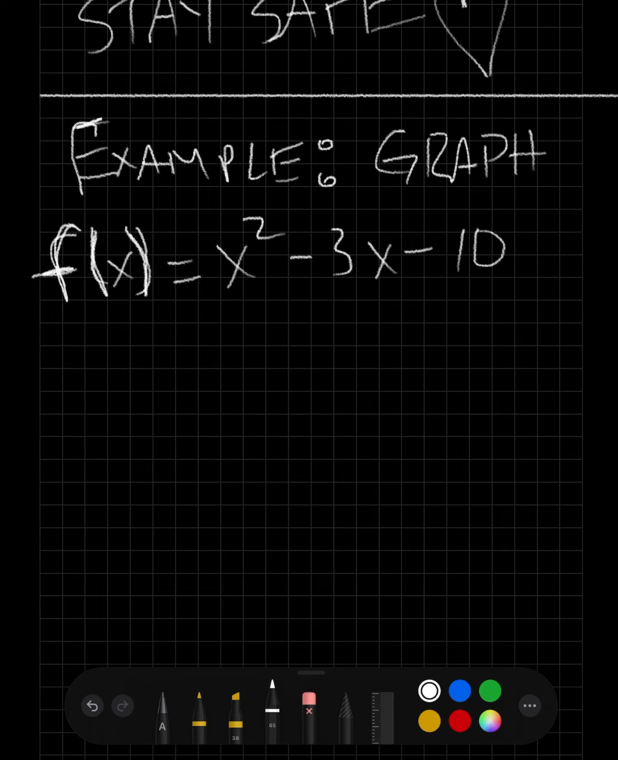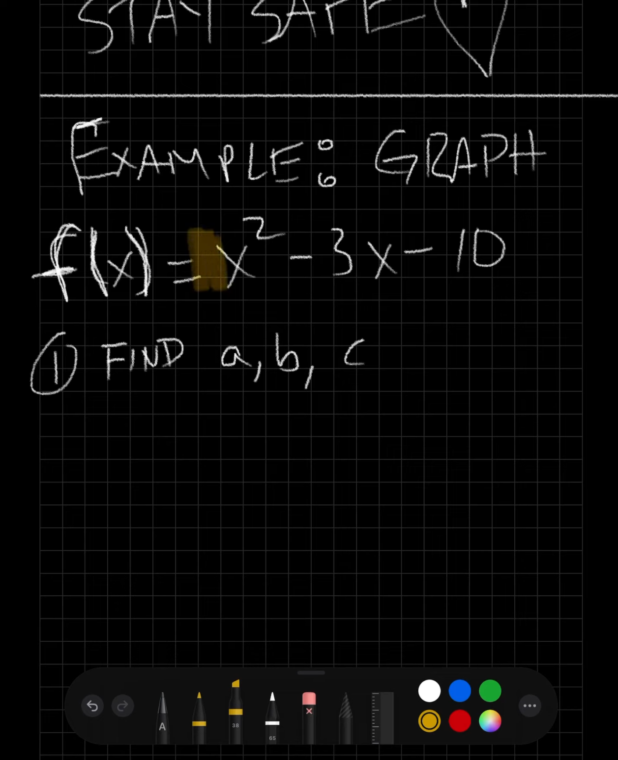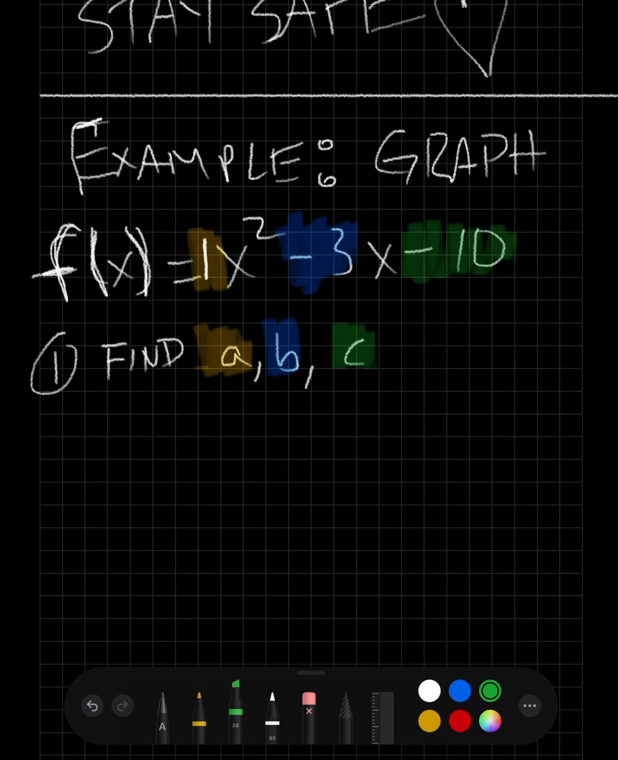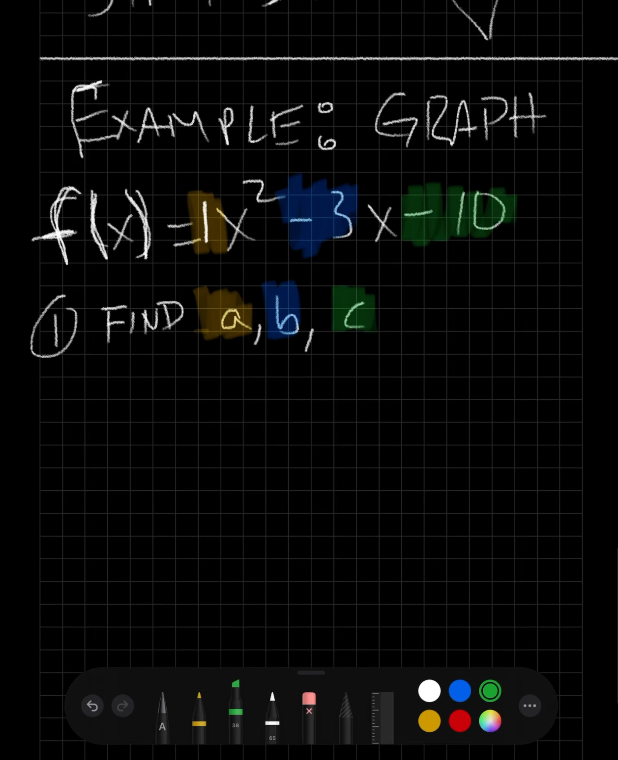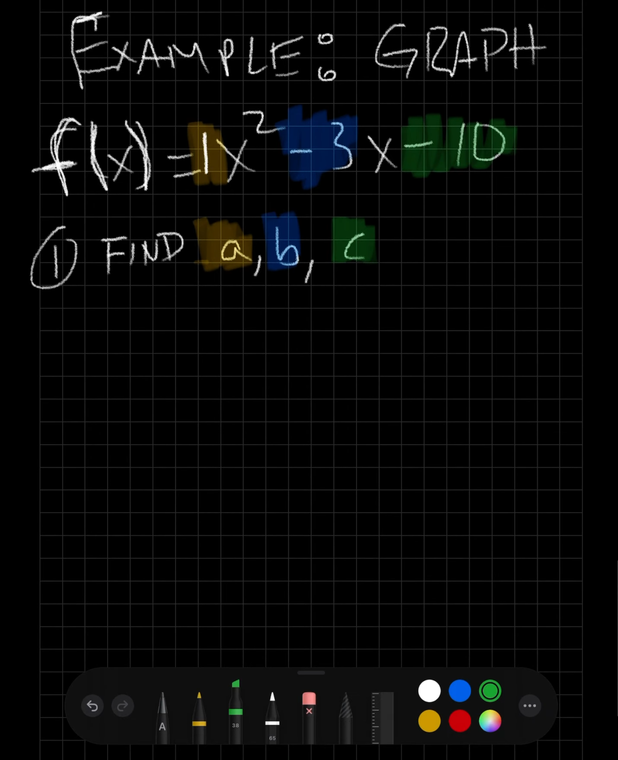So the first thing I'm going to notice here is I'm going to take a look at what my A, B, and C values are, because I know that I'm going to need those values to plug into my formula. So we're going to find A, B, and C. My coefficient for A is unwritten here, which means that that coefficient is 1. My B value is -3. And my C value is -10. So now I know what A, B, and C are, and I'm going to use those throughout all of my formulas to graph this puppy here.